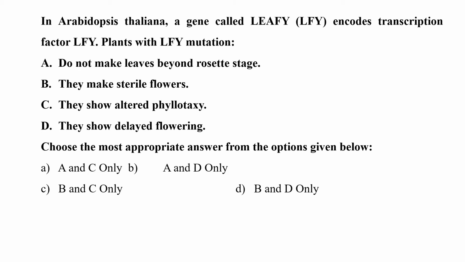Now the Leafy gene causes the group of undifferentiated cells called the meristem to develop into the flower instead of leaves. Leafy is a unique plant transcription factor which is responsible for formation of the earliest floral stages. It also induces the homeotic genes that trigger the floral organ determination. So the most appropriate answer here would be the option number B, they make sterile flowers, and statement number D, they show delayed flowering.